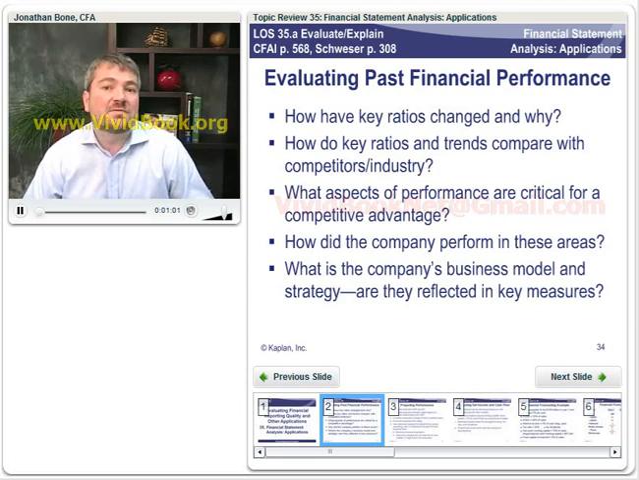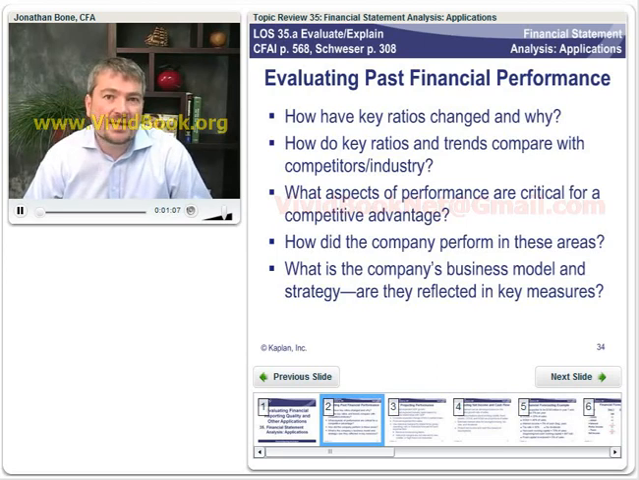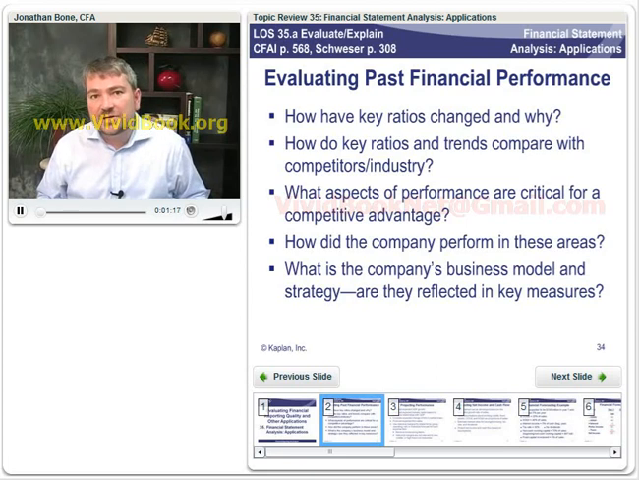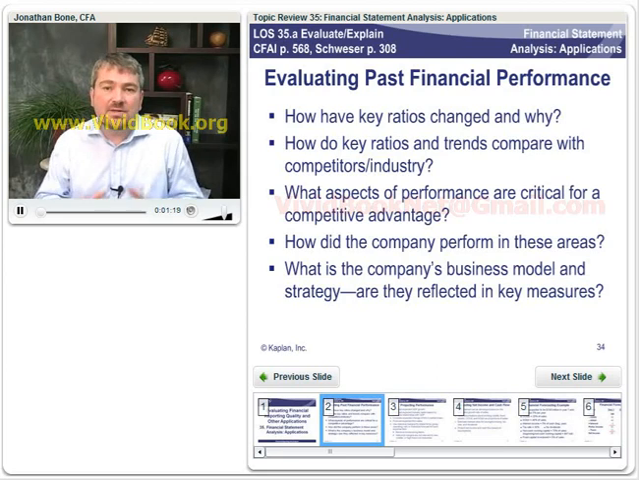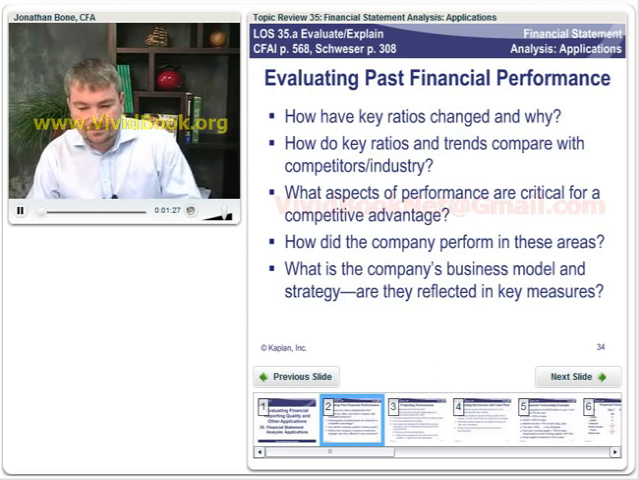Then, of course, follow it back to the management discussion and analysis. Is what you found in your ratios consistent with what you found in the management discussion and analysis? So you've got to look at the company's business model and strategy. You'll find that in the management discussion and analysis, and then ask yourself, is what the directors are telling you in that management discussion and analysis reflected in the key ratios that you've calculated?